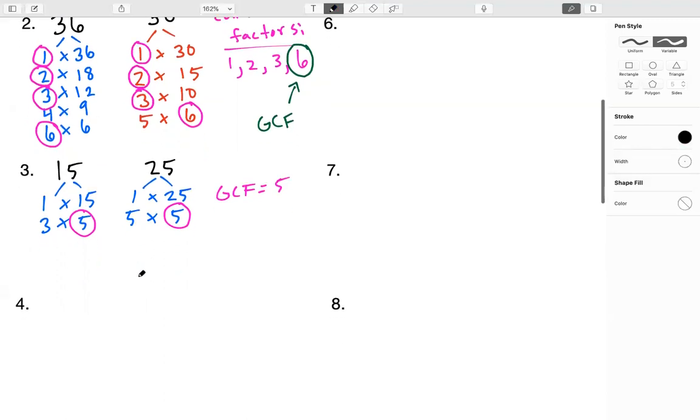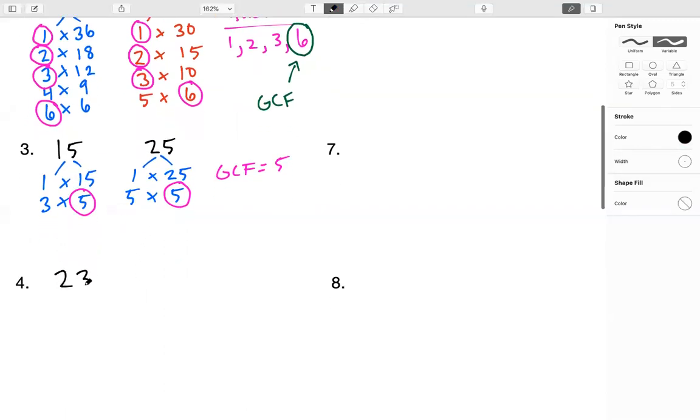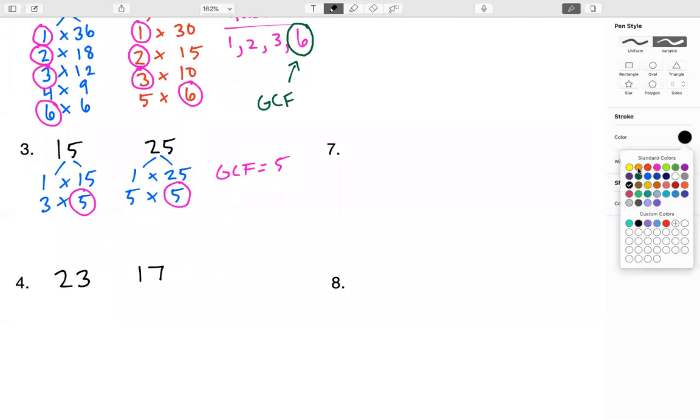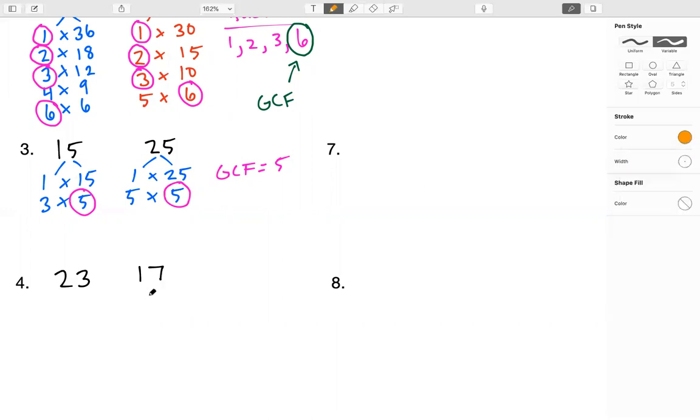And the last one, 23 and 17. Think about that for a second. Assuming you've given it a shot. The smaller one, 17. What are the factors of 17? I can multiply 1 times 17. But that's it, because 17 is a prime number. So I just have to ask myself, can I divide 23 by 1? Yes. By 17? No. So that must mean that 1 is our GCF. When you have two prime numbers, 1 is always your GCF. And we're done.